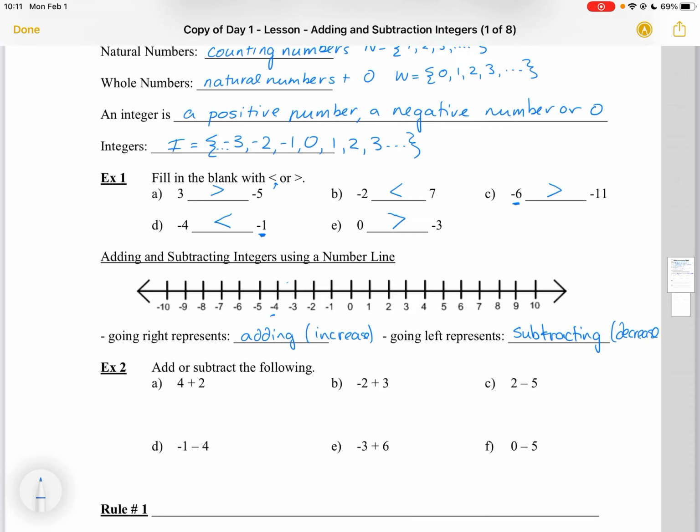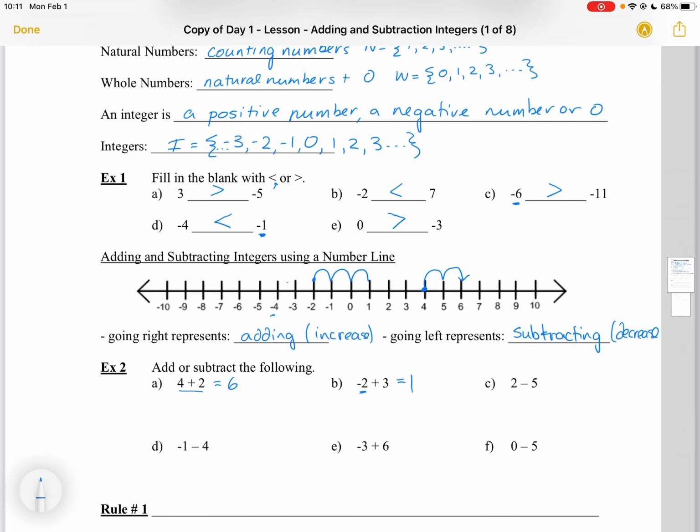So let's look at some examples here. My first one is 4 plus 2. So that means that I'm going to start at 4. I'm adding 2, so I'm going to the right. 1, 2. So this would equal 6. Now I've got a negative number to start with, minus 2. So on my number line, I'm going to start at minus 2. I'm adding 3, so now I'm going to go 3 to the right. 1, 2, 3. And this equals positive 1.